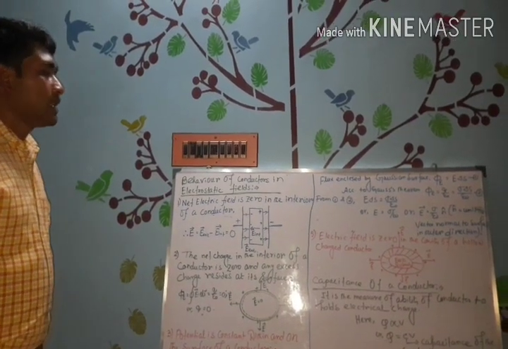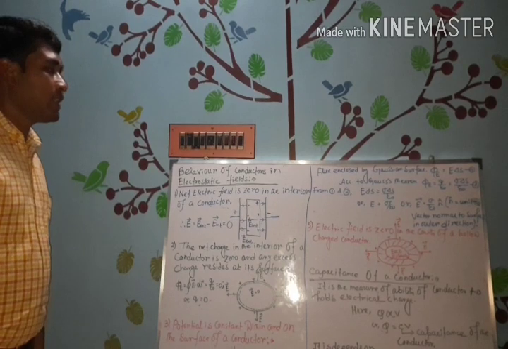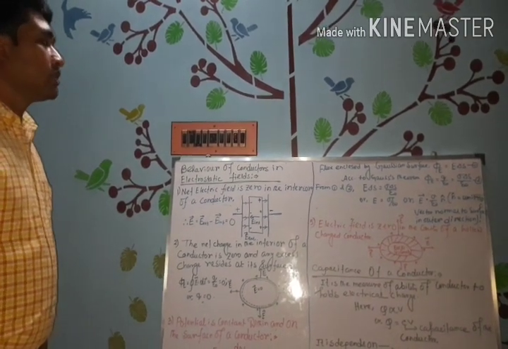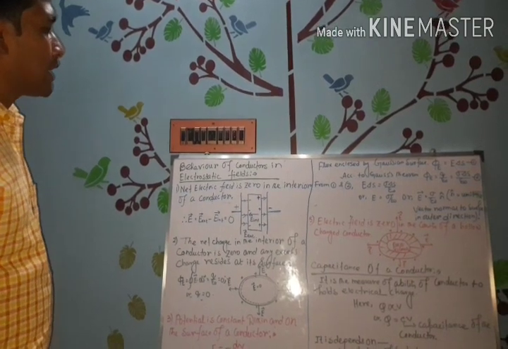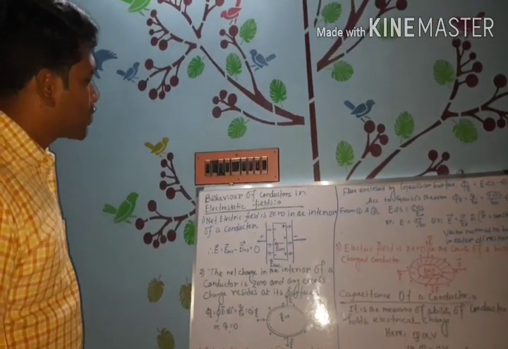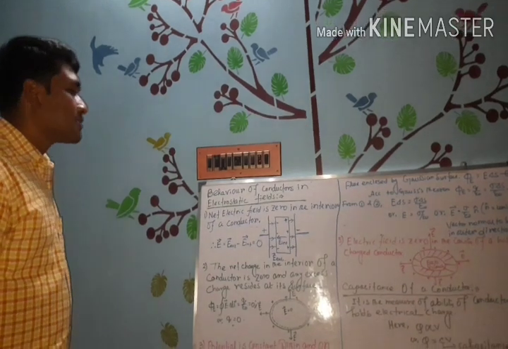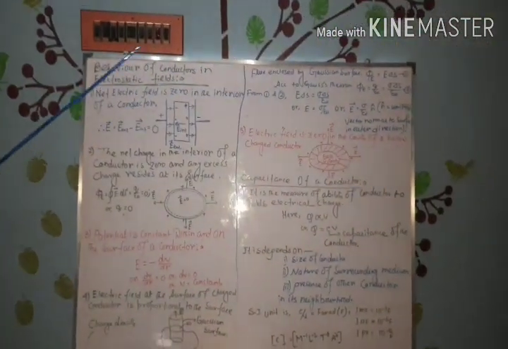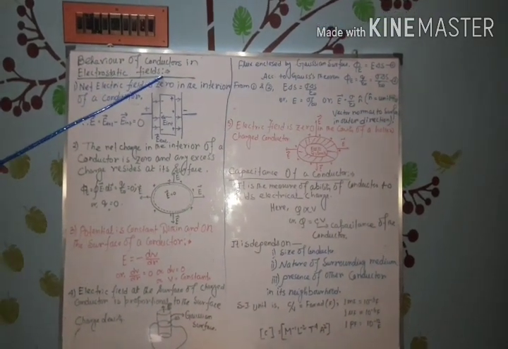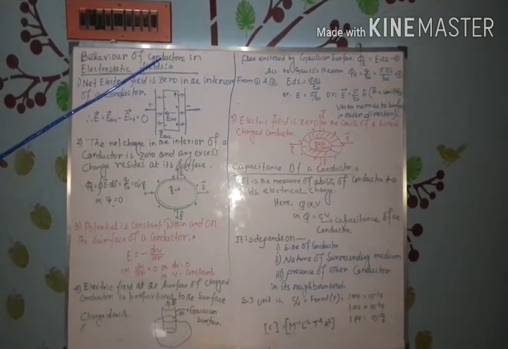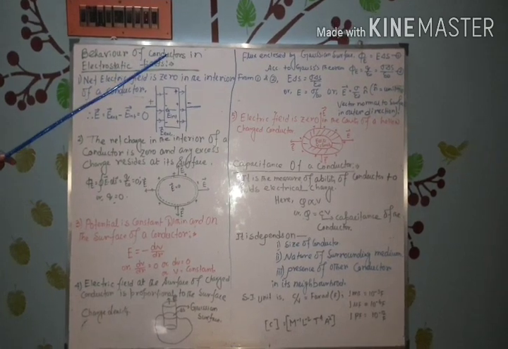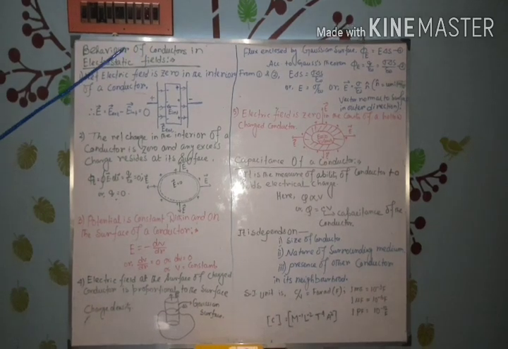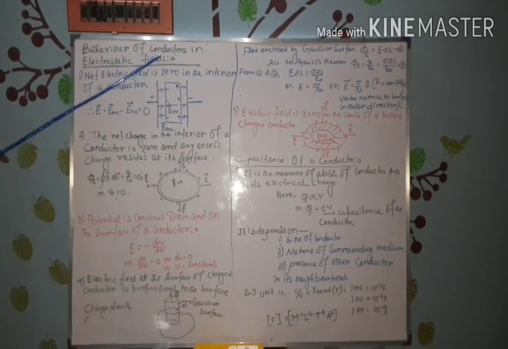Students, in the previous class we discussed up to the potential energy of a three charged system. Today we discuss the behavior of conductors in an electrostatic field. There are some characteristics we see here regarding the behavior of a conductor in the electrostatic field.